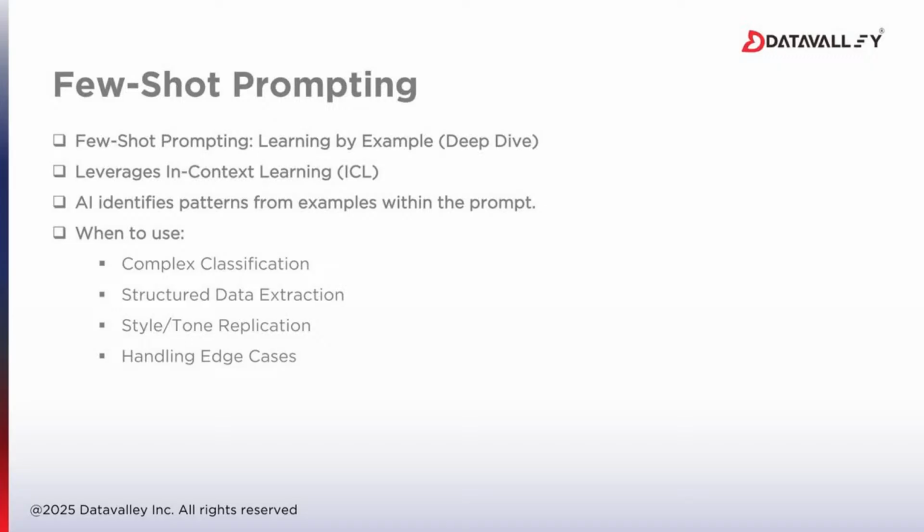Next, talking about this, AI identifies patterns from examples within the prompt. How is it doing this? Based on its vast pre-training, the LLM is incredibly able to recognize sequences, structures or any relationships. When it sees that the input is apple, output is fruit, followed by input is carrot, output is vegetable, it starts to infer this rule. It starts mapping.